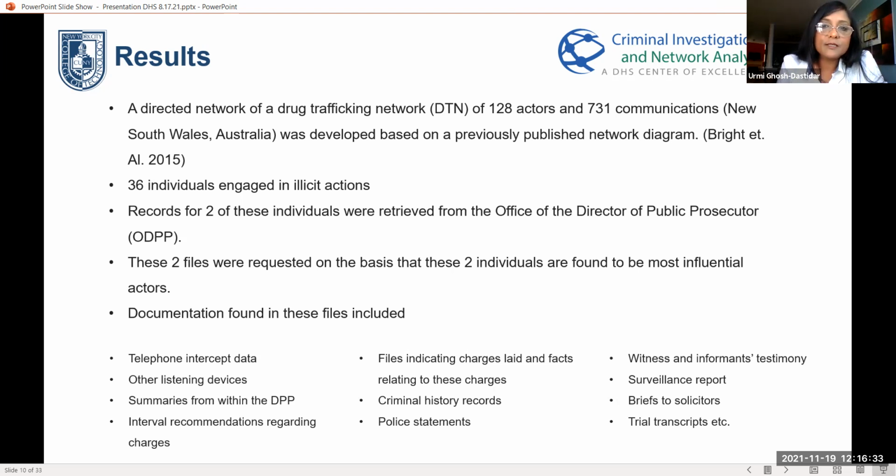So because it was taking time, we looked at a published work, and Katie took a long time, a lot of time on her part, to look at the network and build this network, which has 128 actors, and there were 731 communications. It took place in New South Wales, Australia, and there are 36 individuals who engaged in illicit actions.